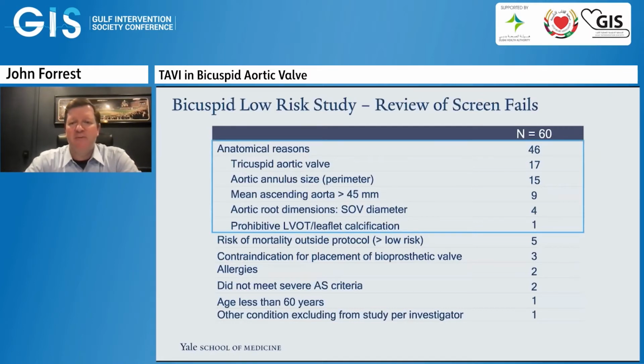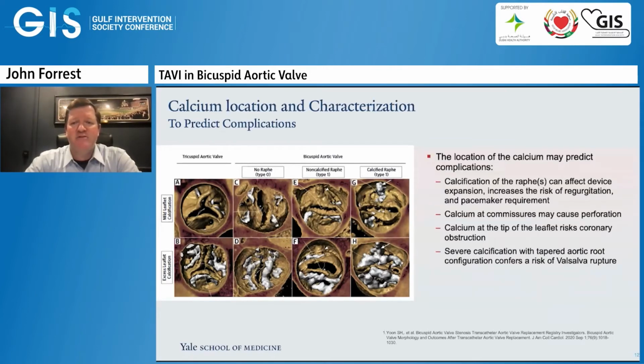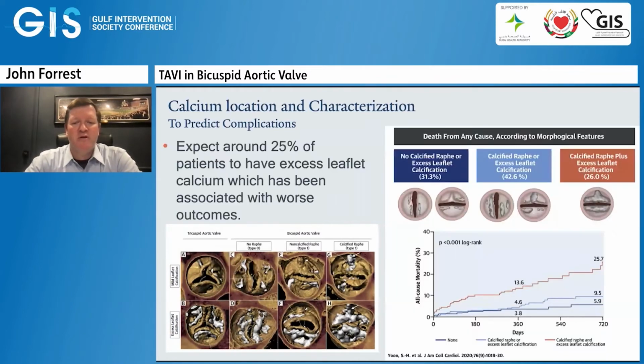And I think this is a really important thing because the reason that patients didn't fail out for leaflet calcification is probably because they weren't submitted to begin with. And why is that? Well, the fact of the matter is that we know that calcium location and characterization can predict complications. We know that the location may predict how much regurgitation you're going to get, the potential need for a pacemaker. Calcium at the commissures can cause perforations. Calcium at the tips of the leaflets can risk coronary obstruction. And in fact, there's been some really nice work done by Yoon and Raj Makkar looking at just this.